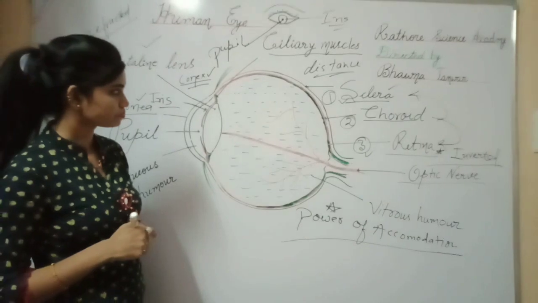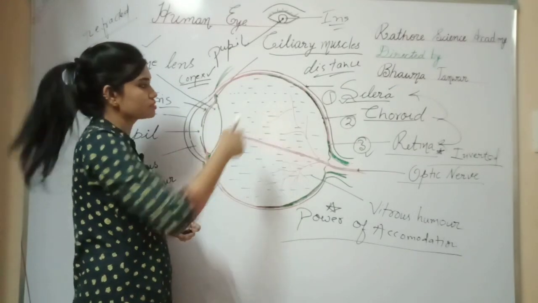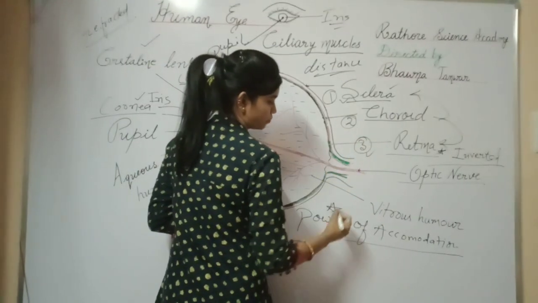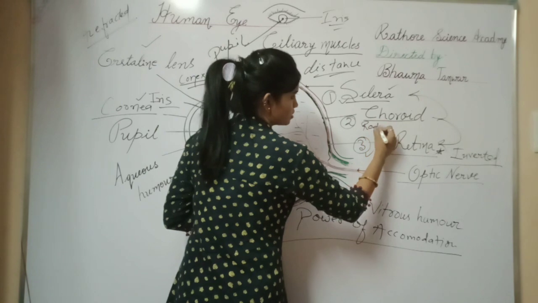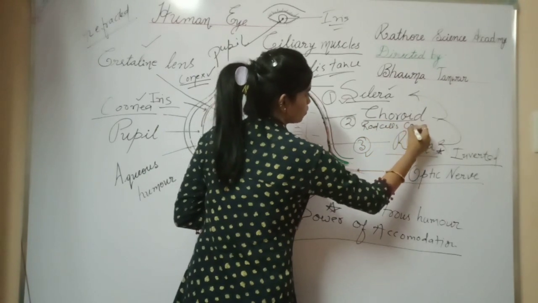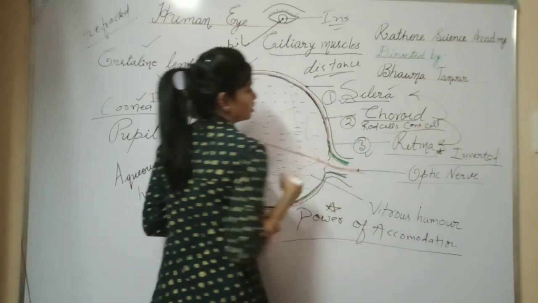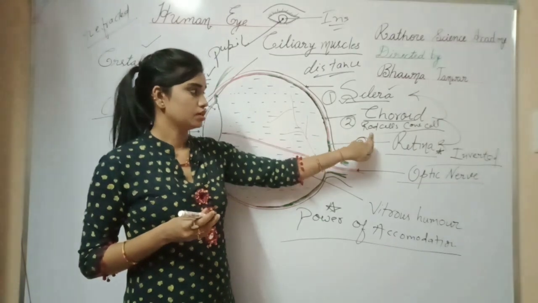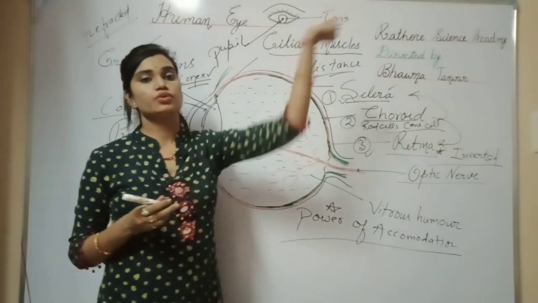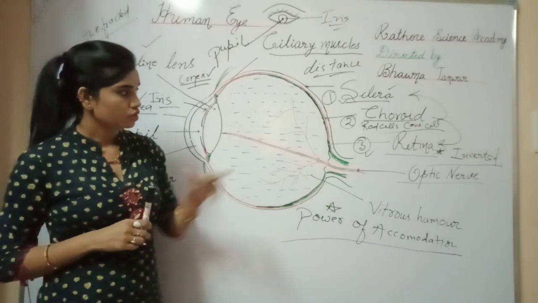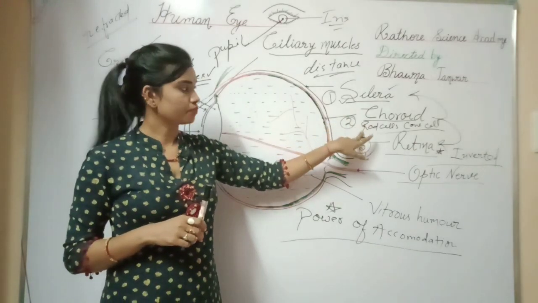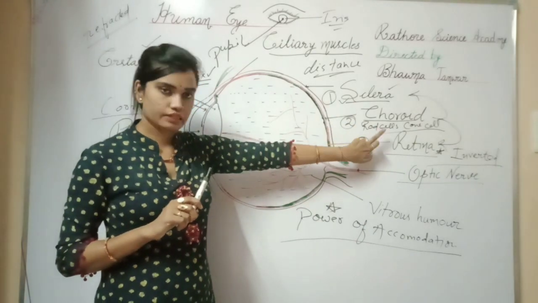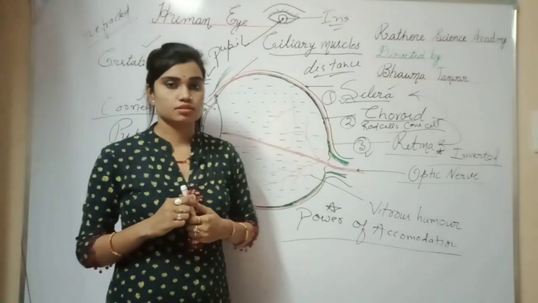Now see, the retina also has some cells. What kind of cells? Rod cells and cone cells. The retina has two types of cells. Rod cells are active during the night time, and cone cells are active during the daytime. Rod cells deal with the intensity of light. But the cone cells, what?